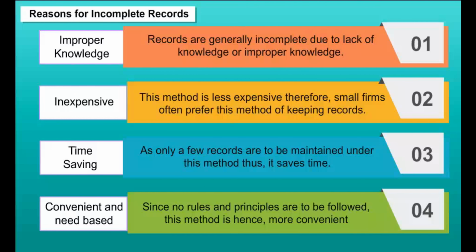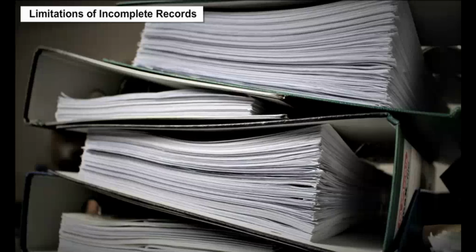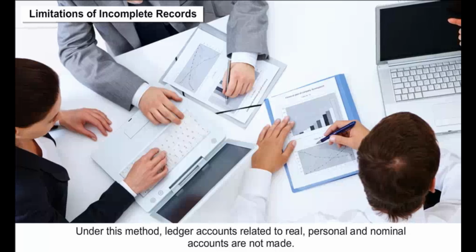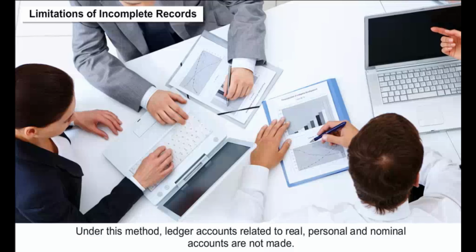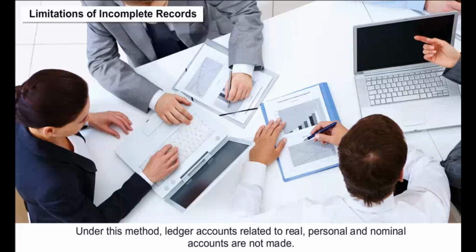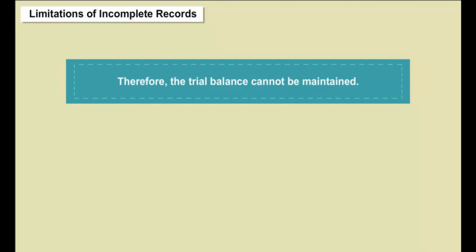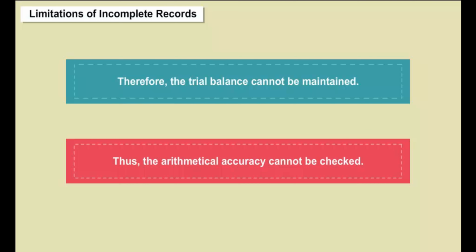Convenient and need-based. Since no rules and principles are to be followed, this method is more convenient. Firms, depending upon the need, adopt different techniques of recording transactions in the books of accounts. Limitations of incomplete records. Under this method, ledger accounts related to real, personal and nominal accounts are not made. Therefore, the trial balance cannot be maintained. Thus, the arithmetical accuracy cannot be checked.